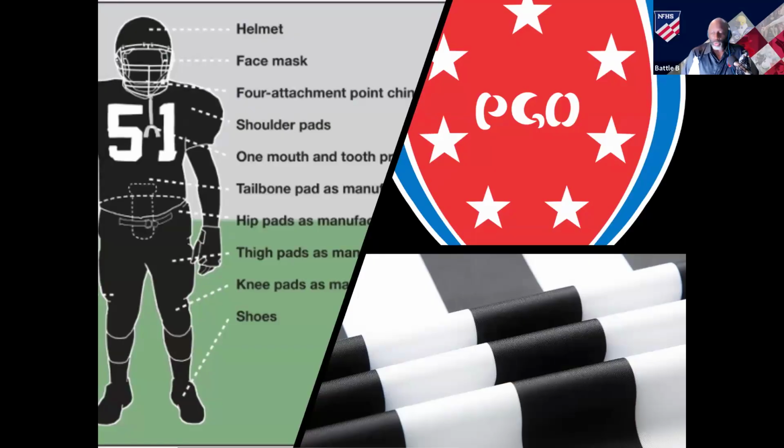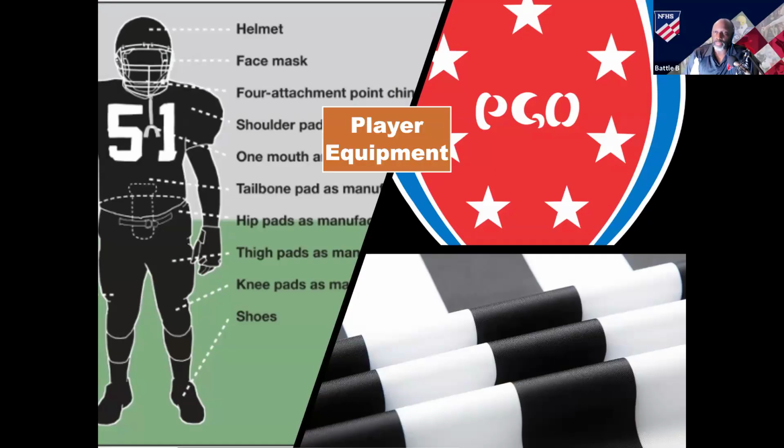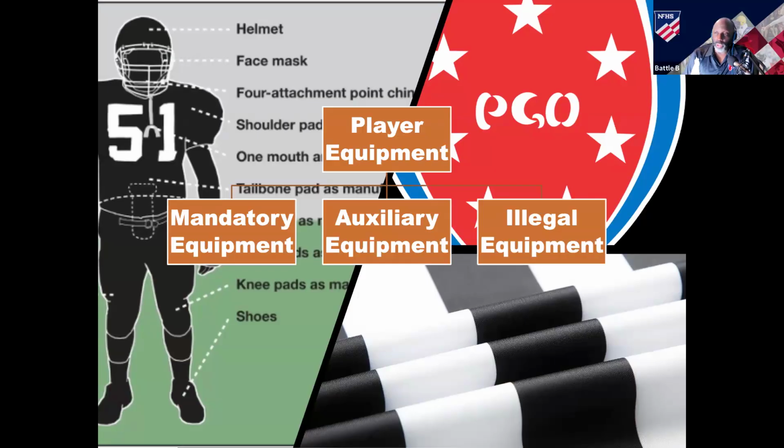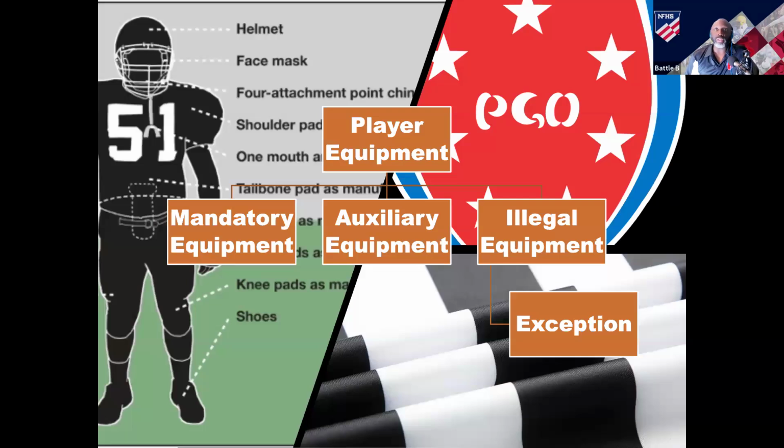Now, required equipment is broken up into 3 parts. Players' equipment. We have mandatory equipment, auxiliary equipment, illegal equipment, and exceptional. All right. But maybe before we go here, let me show you some videos.